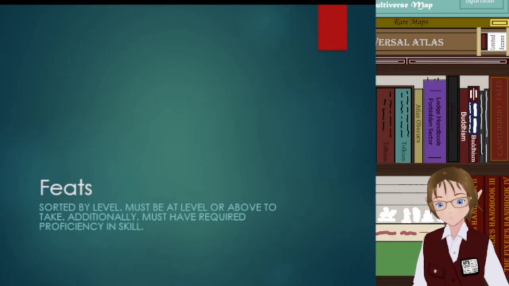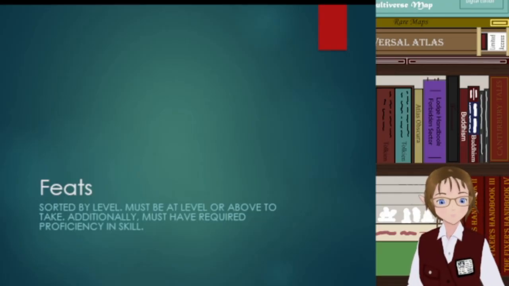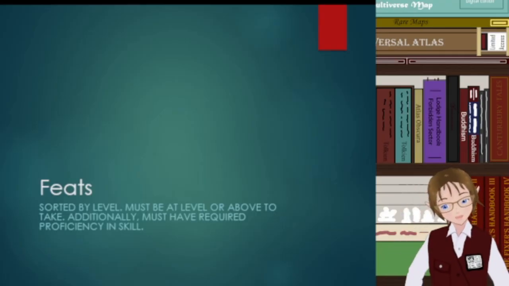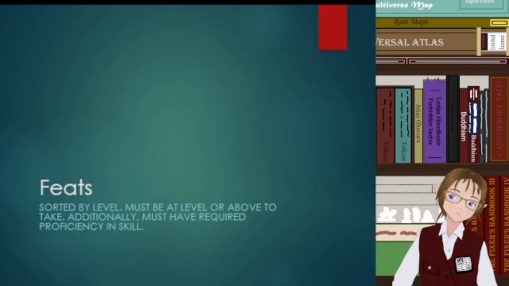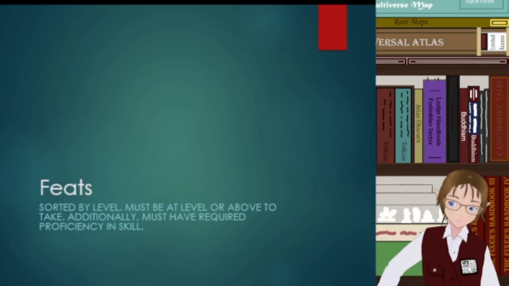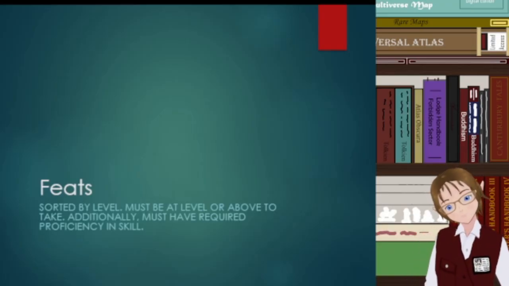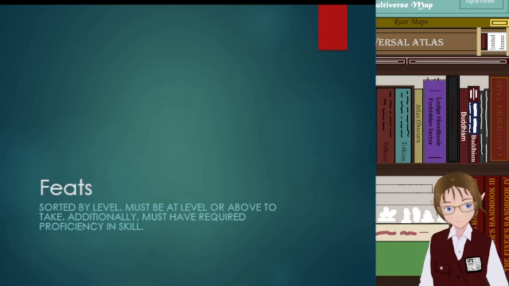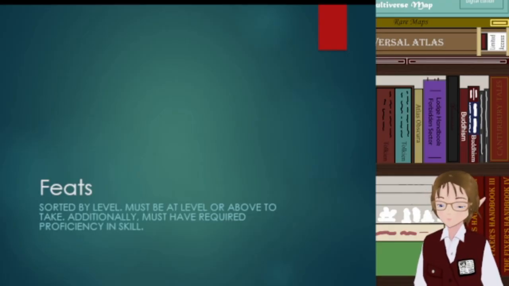For instance, if you are trying to take, say, Aerobatic Excellence, that's a level 7 feat that upgrades Maneuver in Flight, you have to have at least master proficiency in the skill. The earliest you can get master proficiency in a skill is, I believe, level 7, but I'm likely wrong with that.